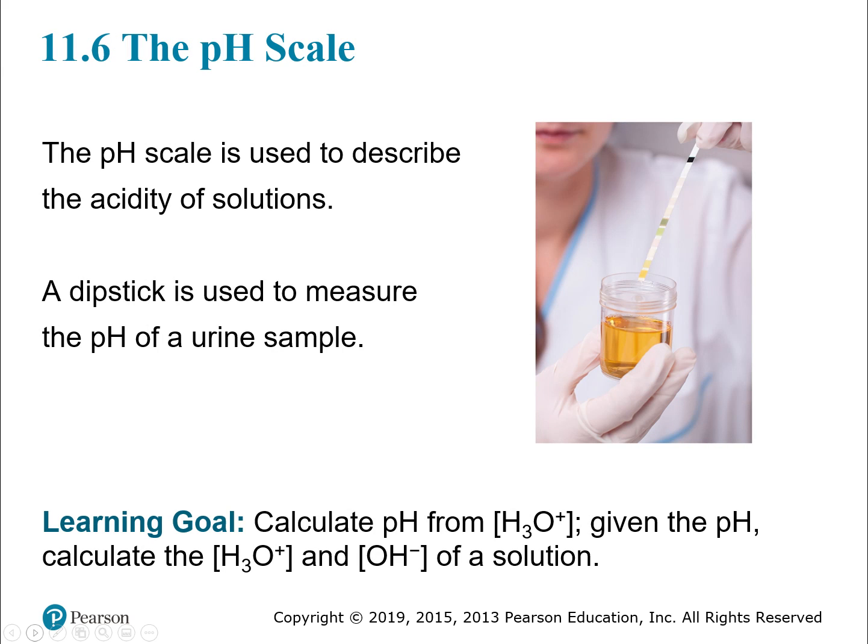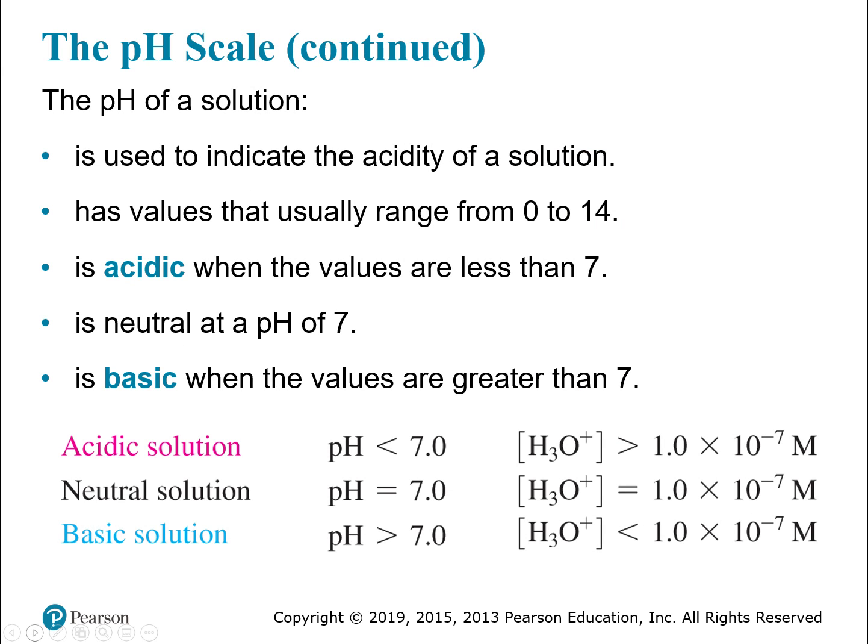So we talked about the concentration of hydronium and hydroxide. That will move us towards talking about the pH scale, which is another way to describe the concentration of hydronium. The pH of a solution, we're talking about acidity. The values usually range from 0 to 14. When something is acidic, your pH is less than 7. When you're neutral, you're right at 7. So that's pure water. And when you're basic, you're greater than 7.